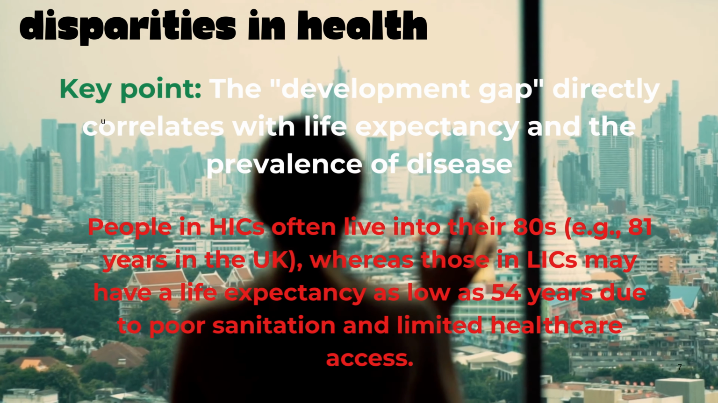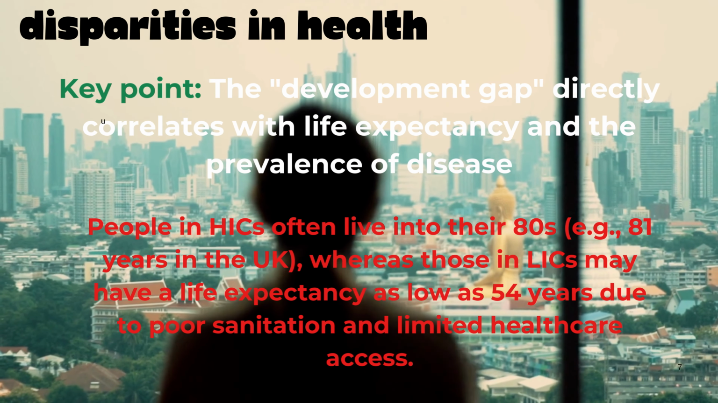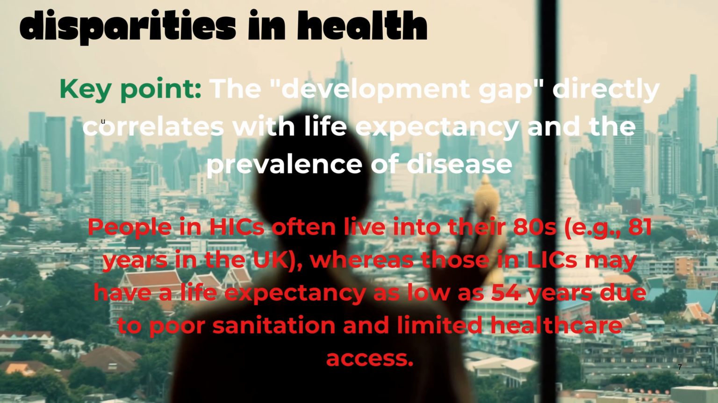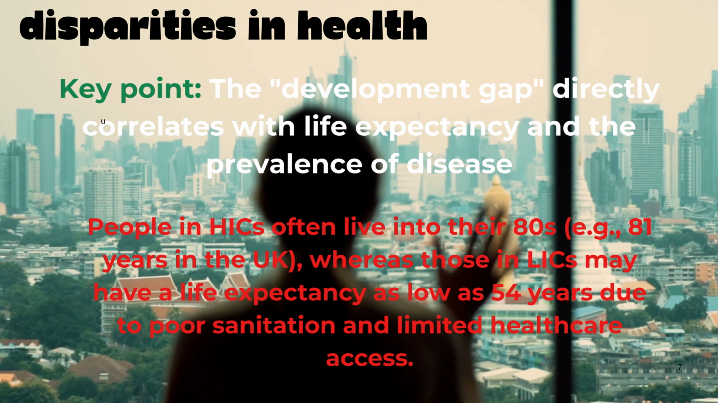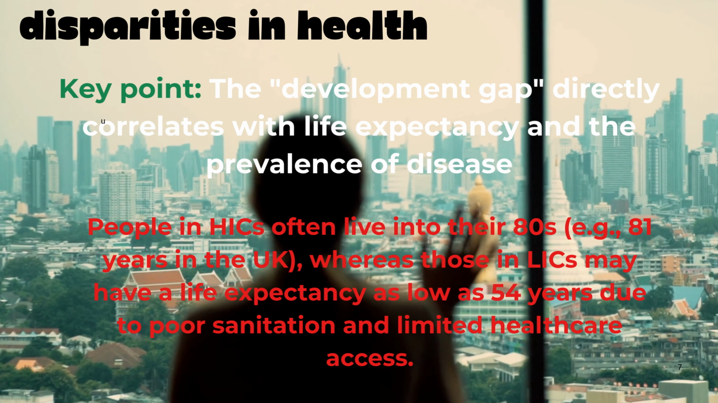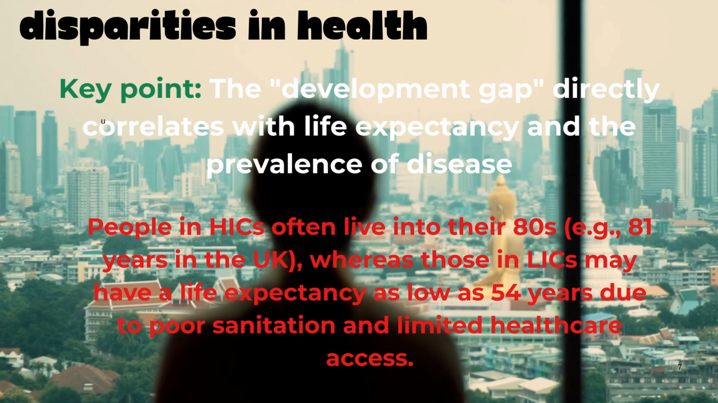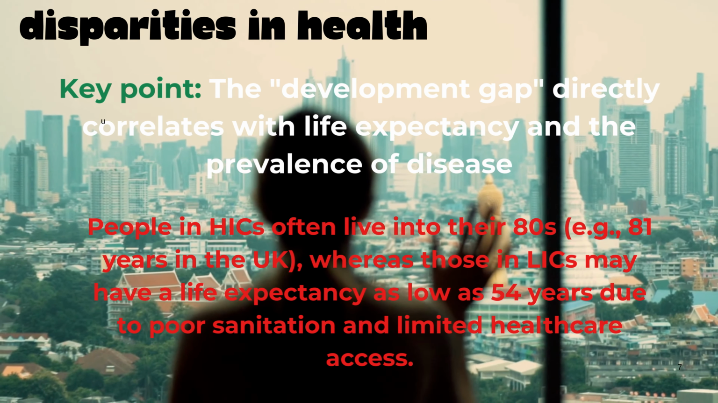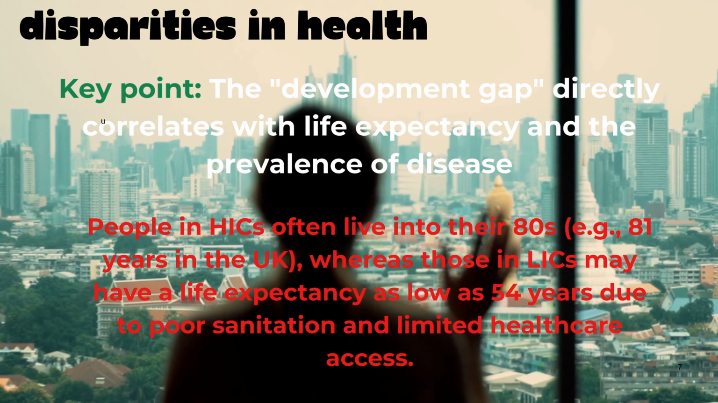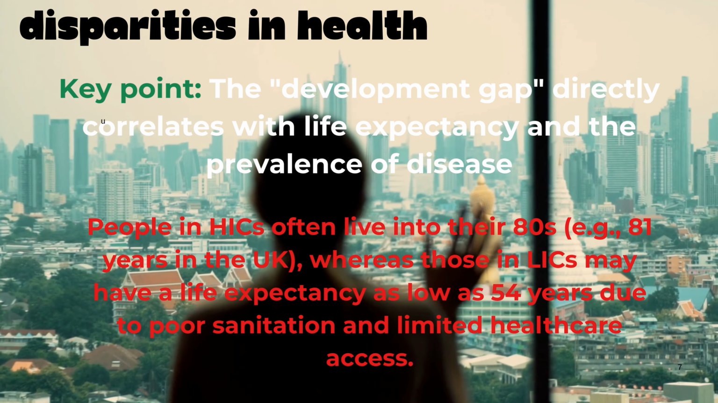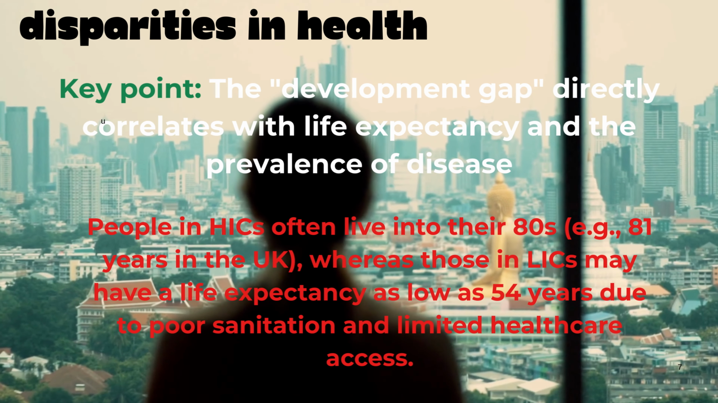Think about infant mortality rates. In poor countries, roughly 4 out of every 10 deaths occur among children under 15, whereas that is 1 in 100 in HICs. That's down to lack of vaccinations, poor nutrition, and of course, the prevalence of disease as well. Infant mortality rates can be 10 times higher in developing countries.